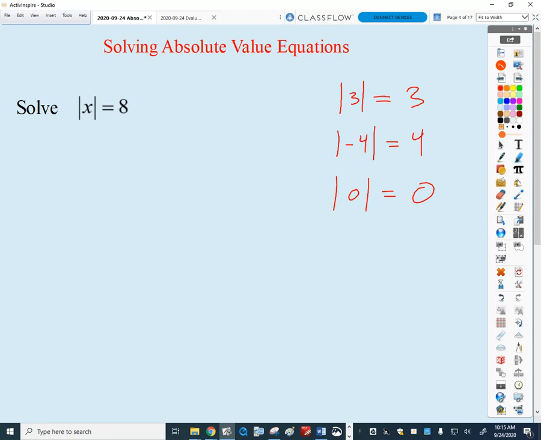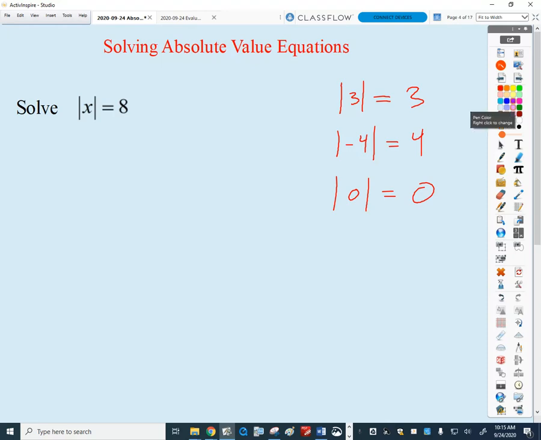Okay, so then I want you to think about this equation that we're solving up here. If the equation is the absolute value of x equals 8, now x is a variable, right? It could maybe have more than one value that would work. What are the values of x that would make this true? What could I plug in for x so that its absolute value would be a positive 8?